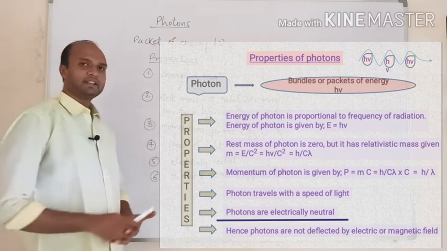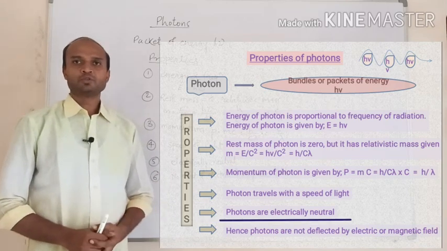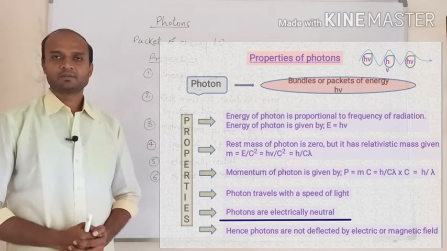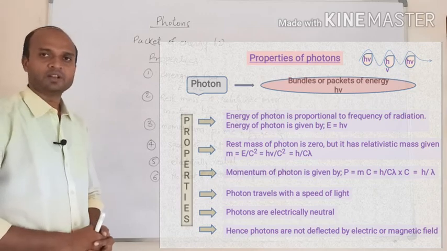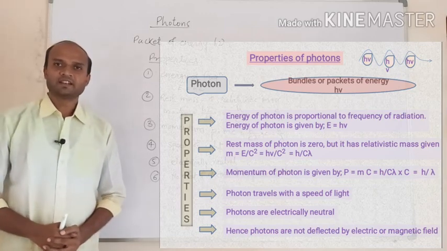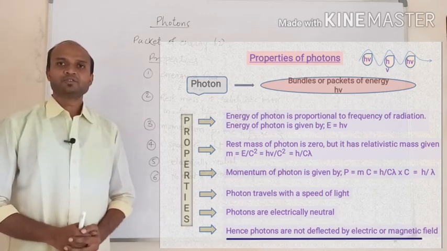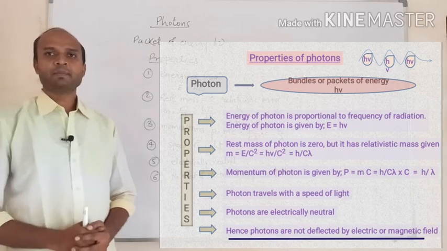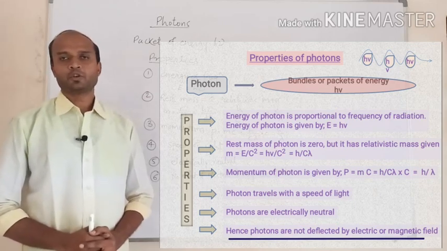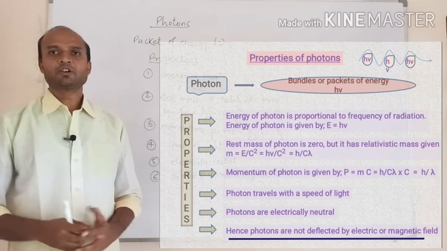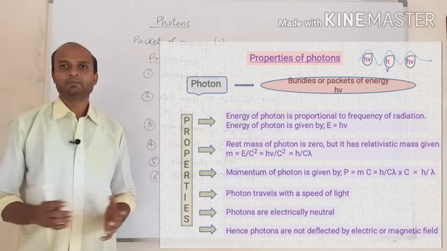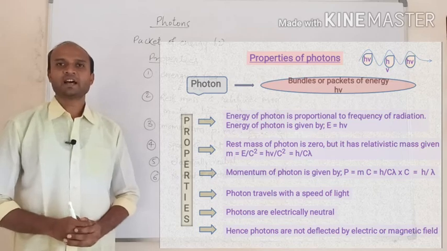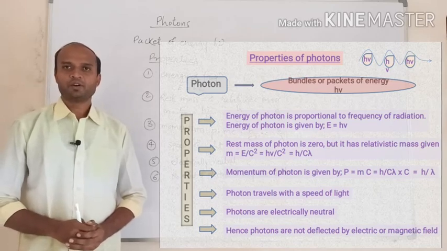Then photons are electrically neutral. Photons do not carry any charge, neither positive nor negative. And as photons are electrically neutral, there is no effect of electric or magnetic field on the photons. Means if an electric or magnetic field is applied to the photons, they will not be deflected. So these are the properties of a photon.